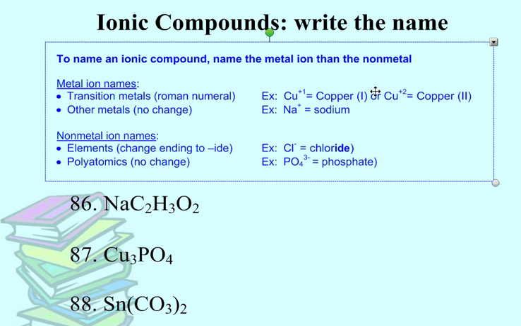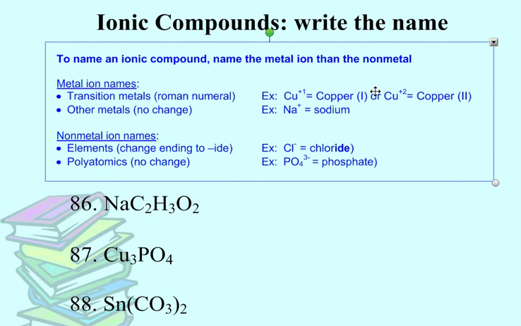So for example, you can see on the back there's two types of coppers. There's copper that's +1 and copper that's +2. Well, in order to distinguish the two, when you're writing the name, you have to use a Roman numeral 1 or Roman numeral 2 after you write copper. For all other metals, you just write the name. So sodium, for example, Na, you just write sodium.